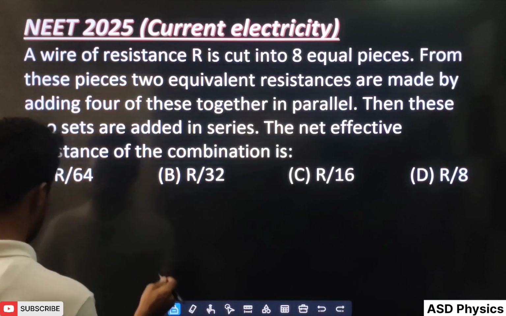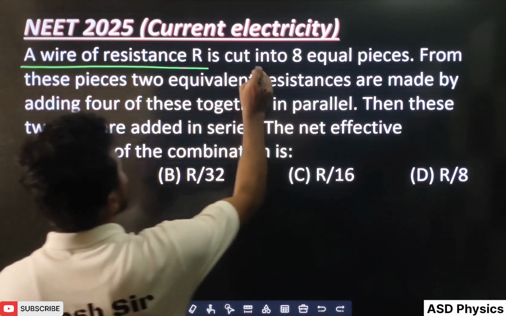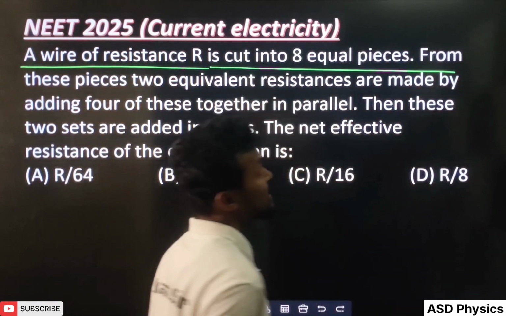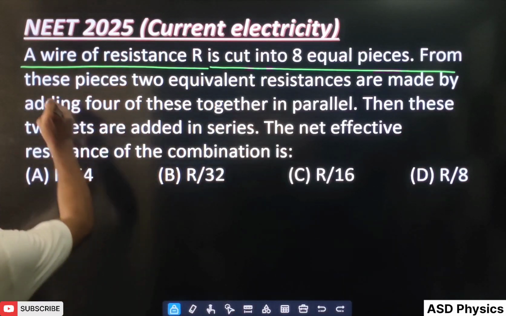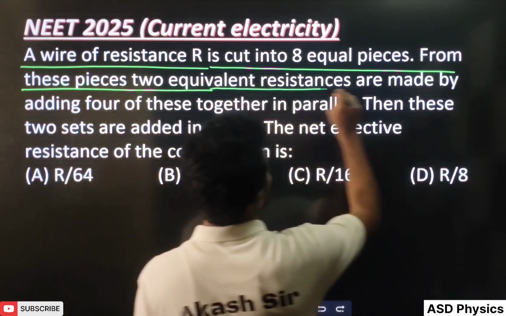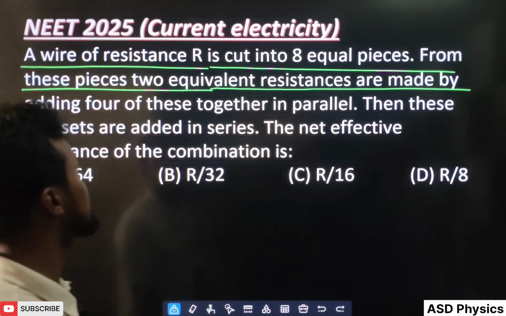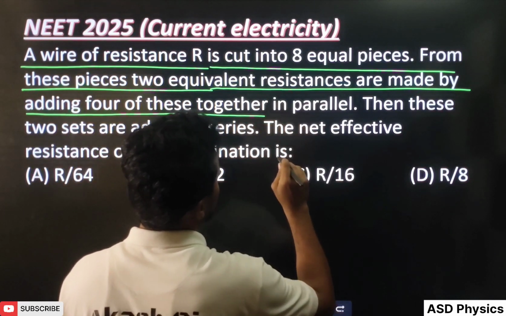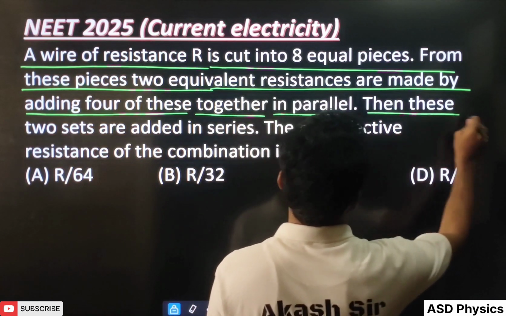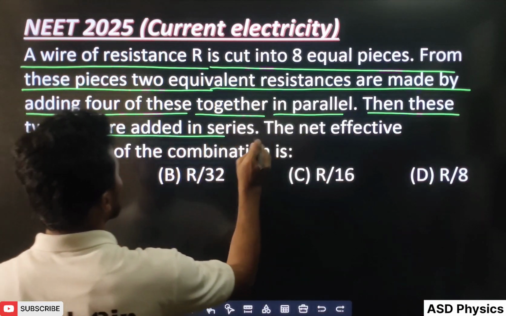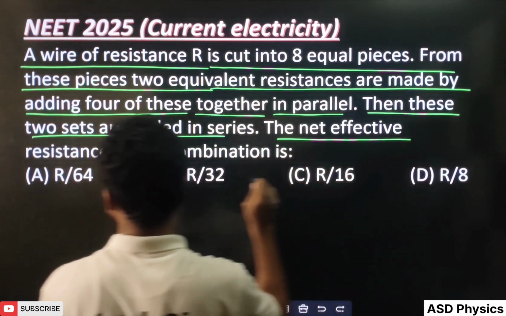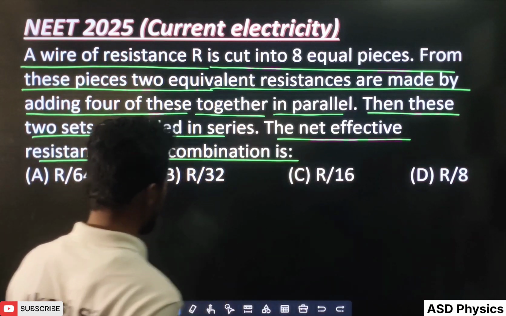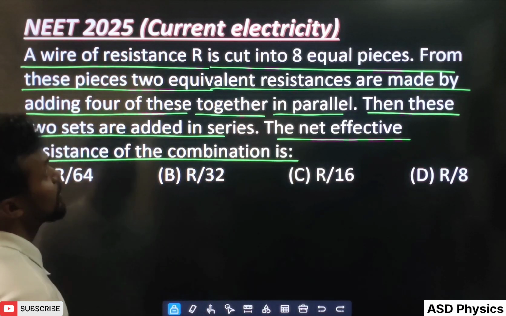See, the question is, a wire of resistance capital R is cut into 8 equal pieces. From these pieces, 2 equivalent resistances are made by adding 4 of these together in parallel. Then these 2 sets are added in series. The net effective resistance of the combination, how much here? Okay. So what is the question?